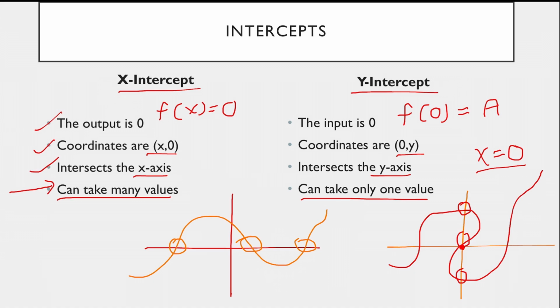So a y-intercept can only take one value. Once you cross the y-axis, you're never coming back, you just move ahead. That is something I want you to take care of. I think that's it. Let's move ahead.